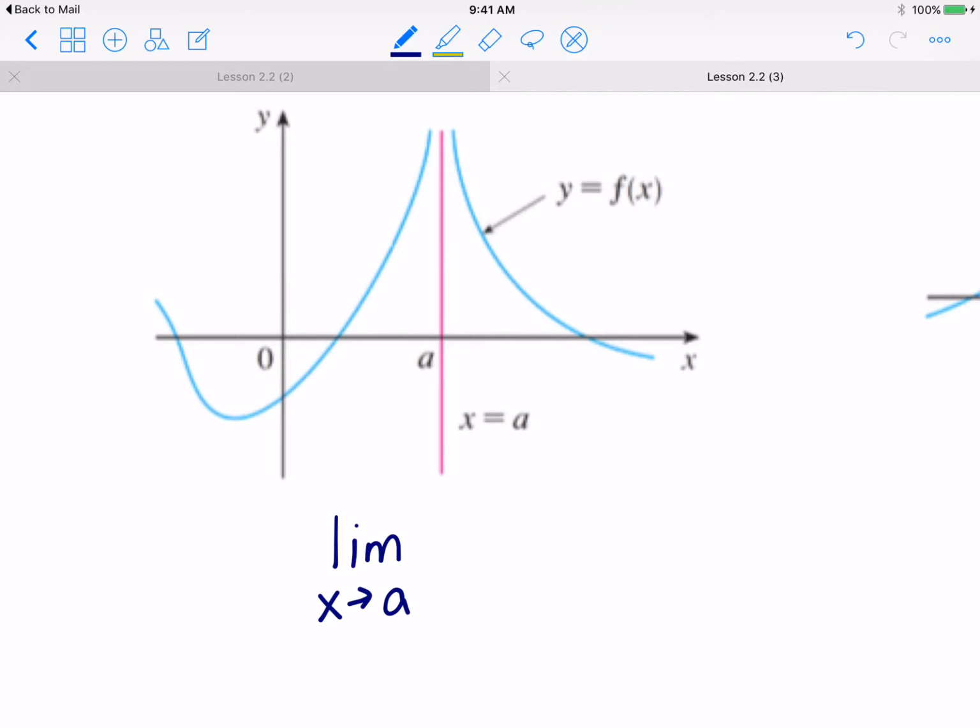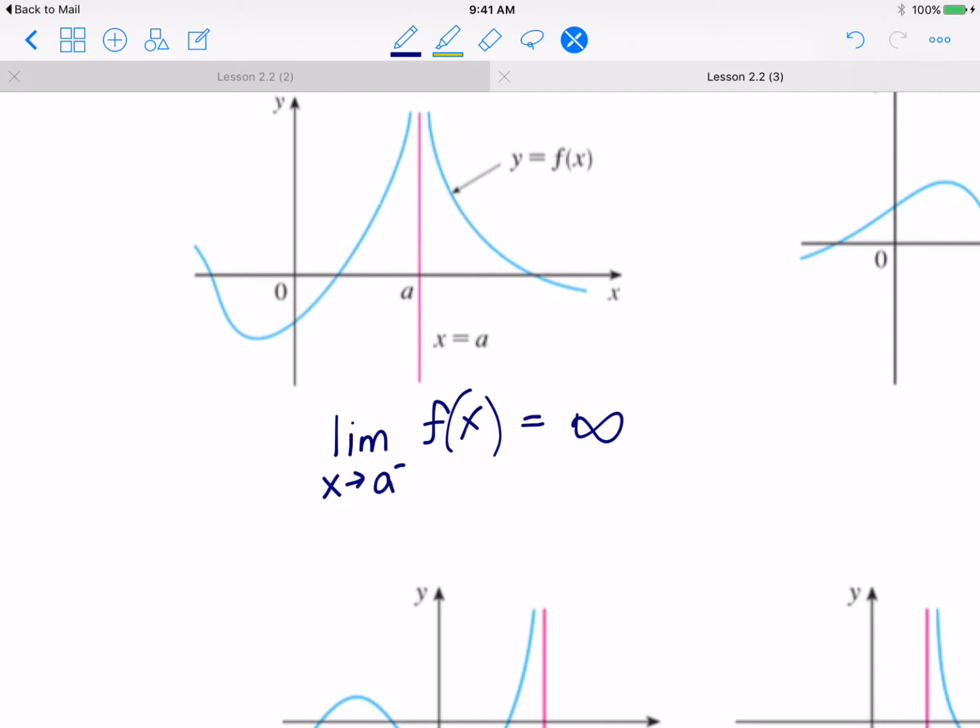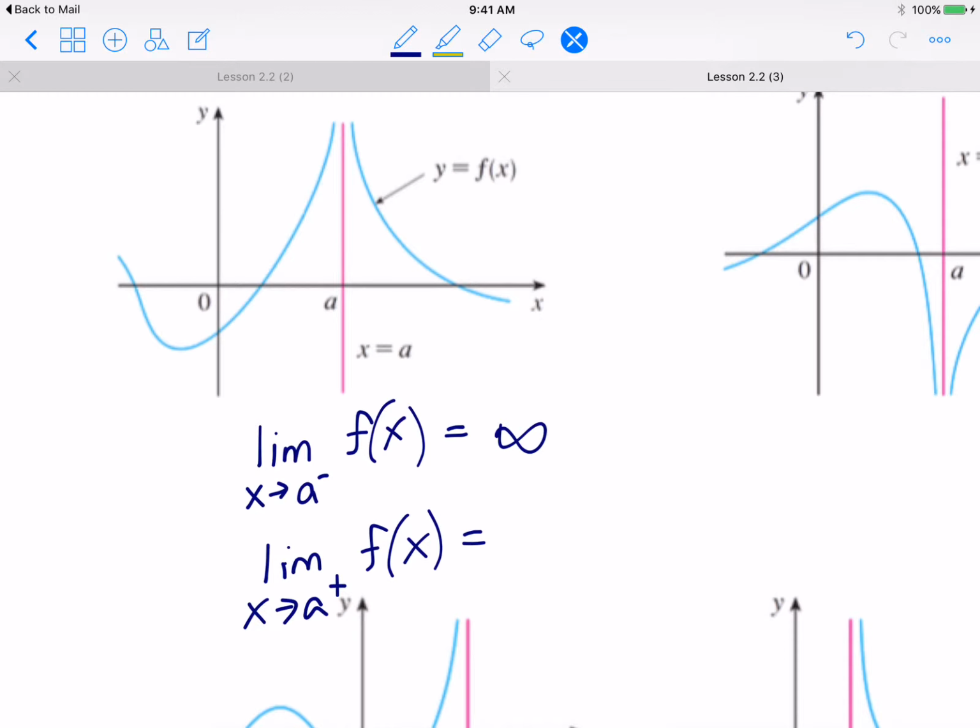For this particular graph, one notation that I could write is the limit of f of x as x approaches a from the left side. And that appears to be, let's take a look, from the left side, you're approaching positive infinity for the y value. And likewise is true for the right side.